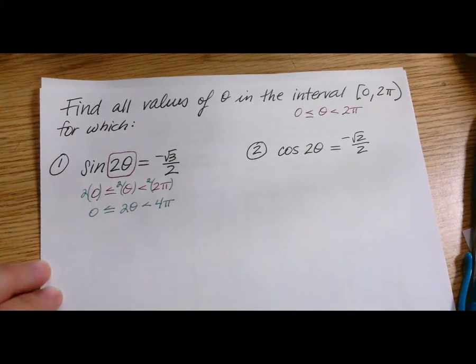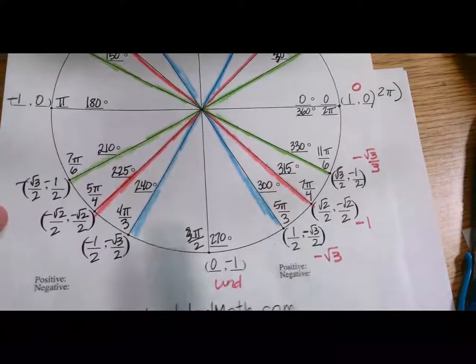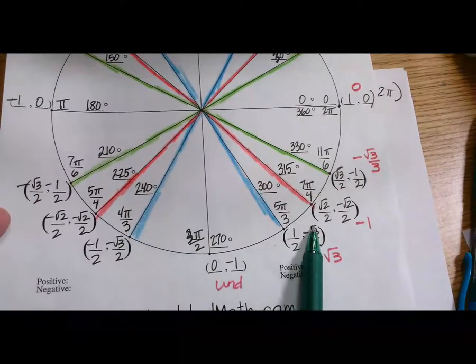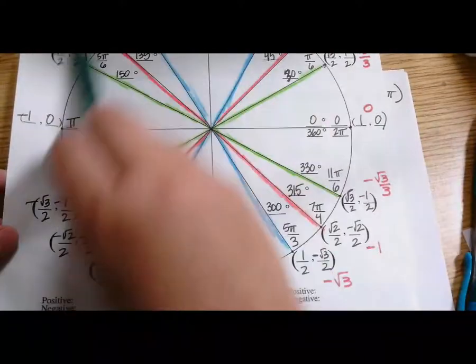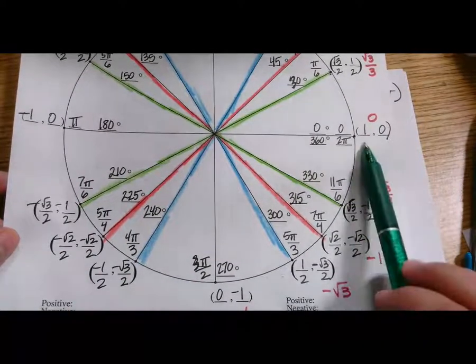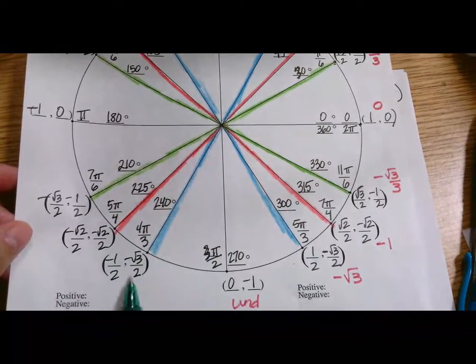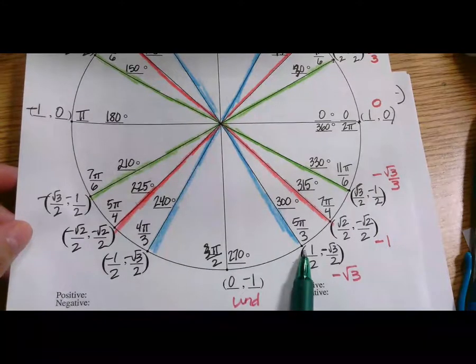So all the values for which the sine is negative root 3 over 2. Well, sine is negative root 3 over 2 down here in the bottom, so in the third quadrant and the fourth quadrant. But remember, this is one rotation, so that's up to 2 pi. So if we go around again, then you could think of it as down here again and down here again. So 4 pi over 3 is the first place that the sine is equal to negative root 3 over 2. 5 pi over 3 is the next place.